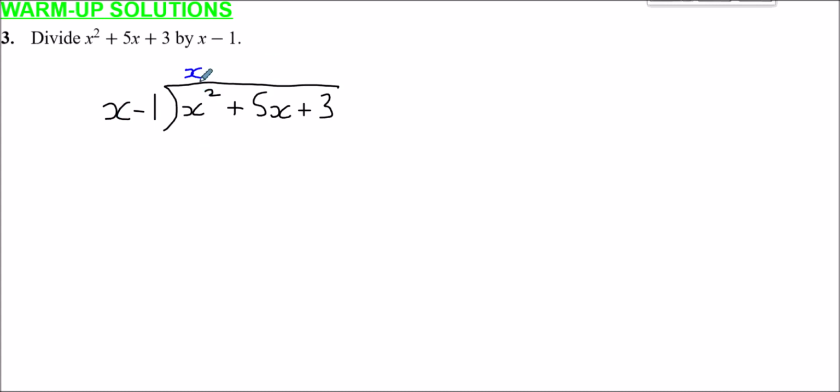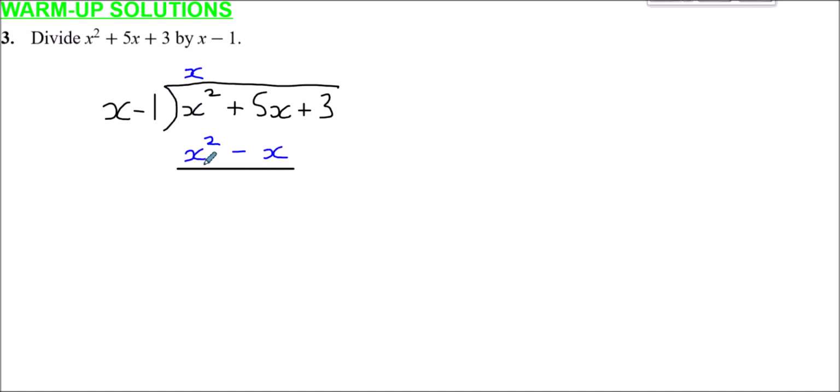The second step now is to multiply what we've just put down with the divisor. So we're going to multiply x by x minus 1. So that gives us x squared minus x. So now what we do is we subtract this line from the line above it.